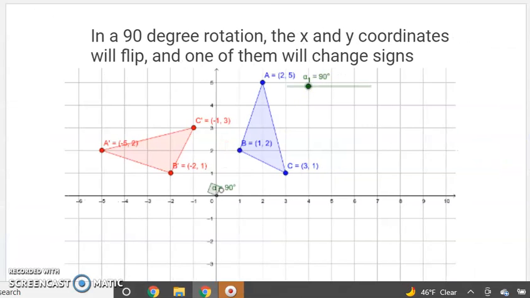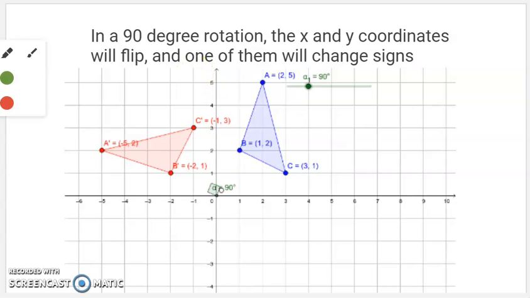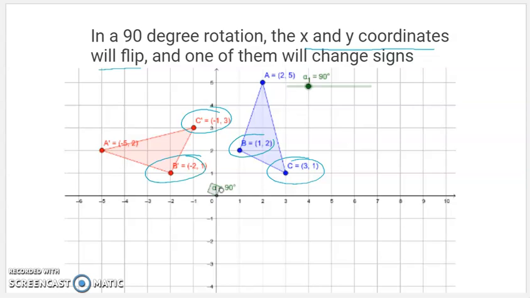I wrote that out in sentence form for you, right? So in a 90-degree rotation, the X and Y coordinates will flip and one of them will change signs. You'll notice in these two, if you circle any two identical points, the X and the Y are reversed and one of them has a different sign, in this case, the 1. Or in the B's, the coordinates are flipped. One of the two has changed signs, in this case, the B.